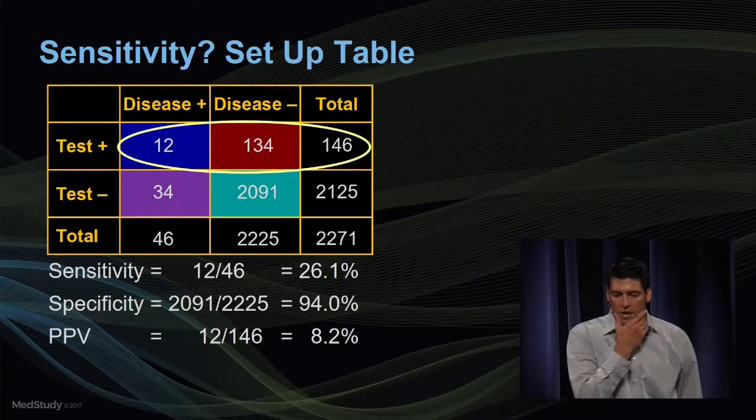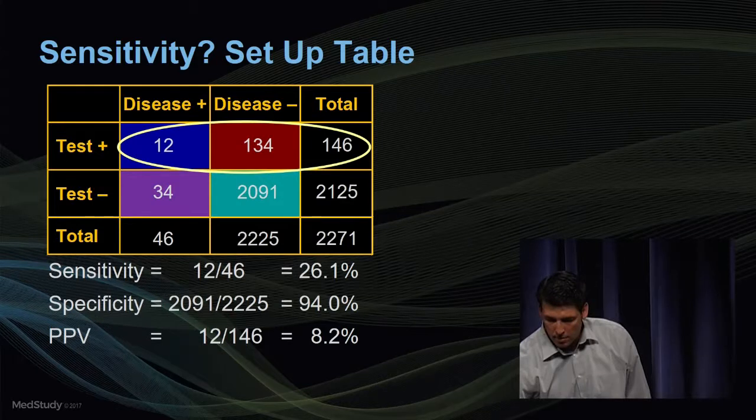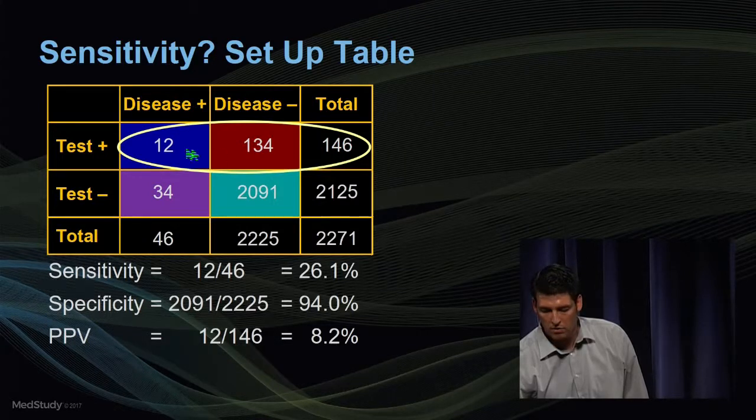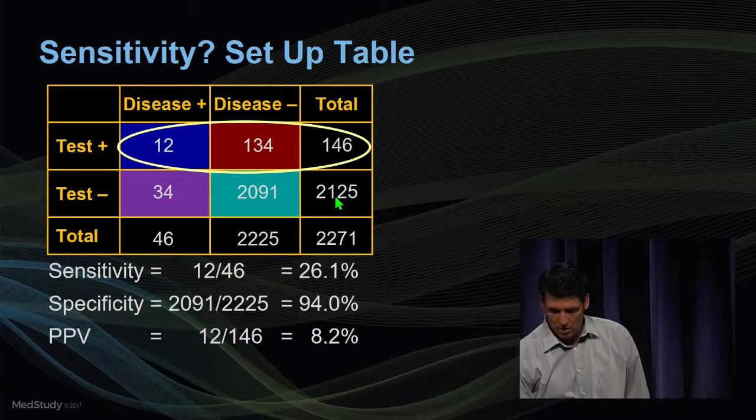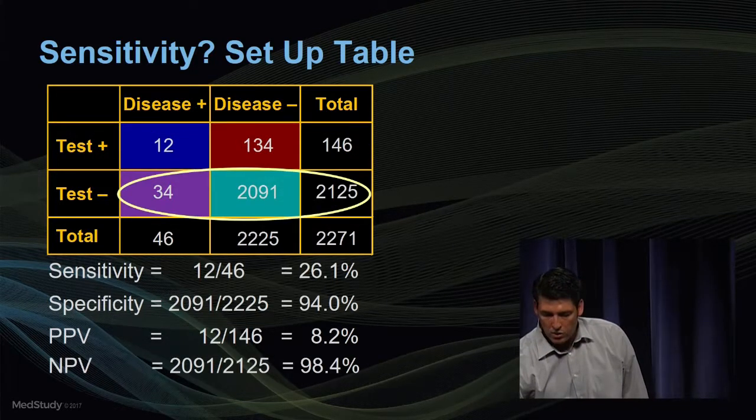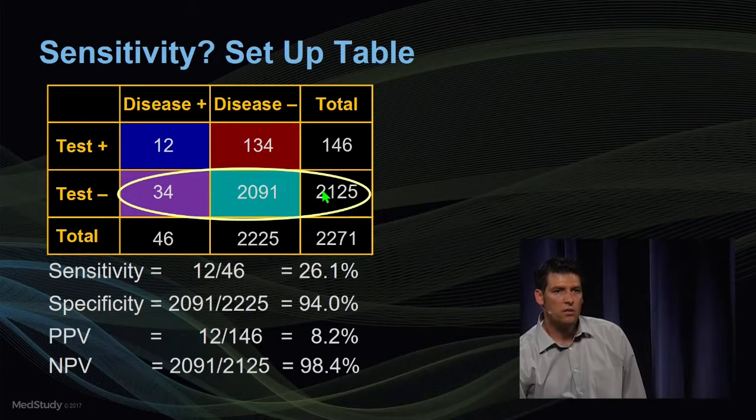Positive predictive value then, looking at the rows, I can take my true positives divided by the total number of test positives and get my 8.2%. And likewise take my true negatives divided by the total number of negative tests to get the negative predictive value.